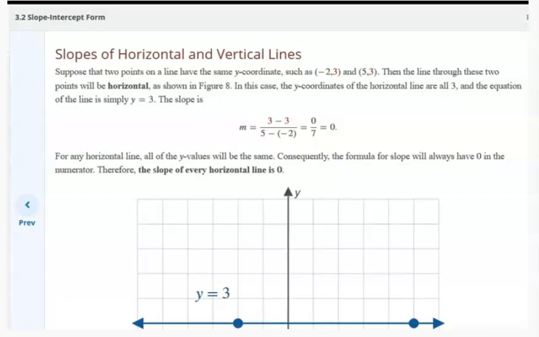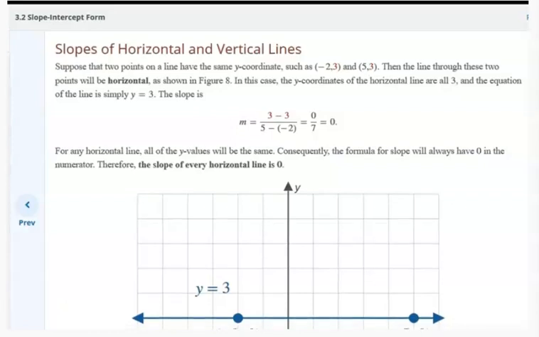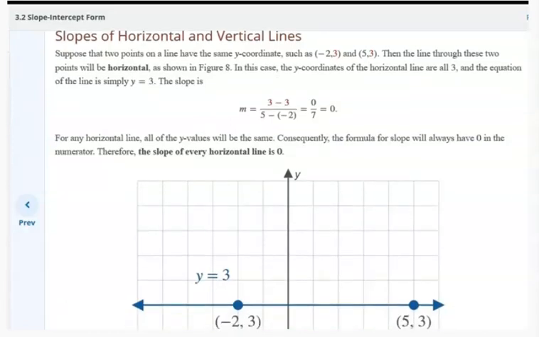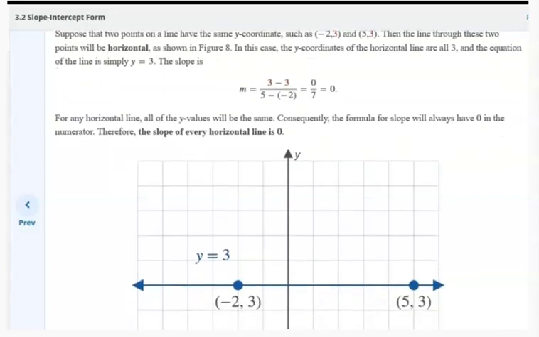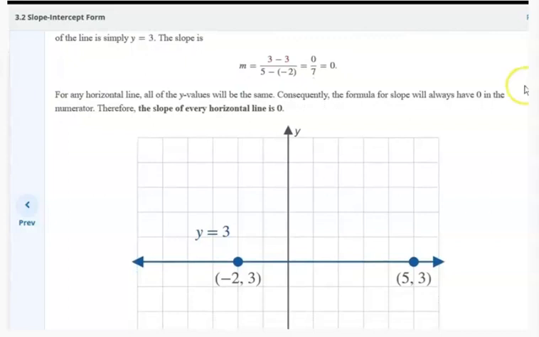Now, here they're introducing horizontal and vertical lines. We gave you the slope of these earlier, but let's see how they figure it out. Now, notice if we use these 2 values, this is example 3, and then put it into our slope formula, and you should copy this down, you end up with 0 over 7.